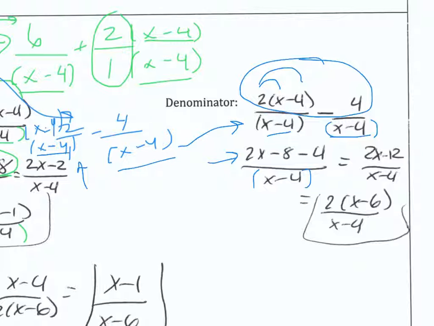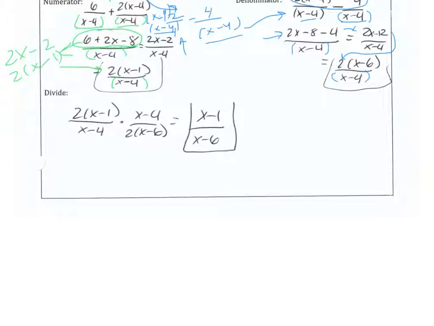We need to combine like terms. So we have 2x minus 12. We can factor out a 2. So 2 times x minus 6 over x minus 4. And that's the final answer for the denominator. And then in the final step, we take our numerator. And remember, we skipped a step. So we changed division to multiplication, and we flipped this fraction, the denominator, which would have been on the right.